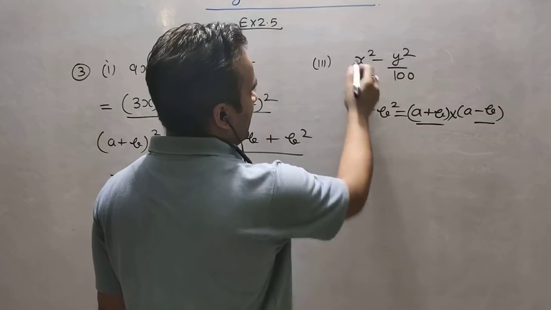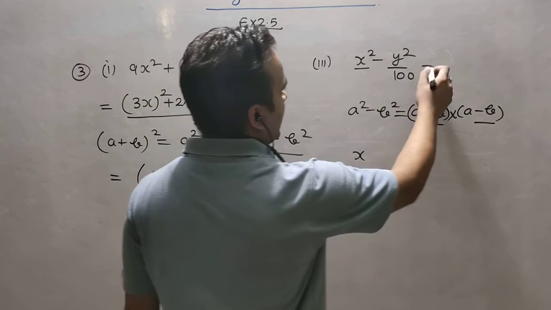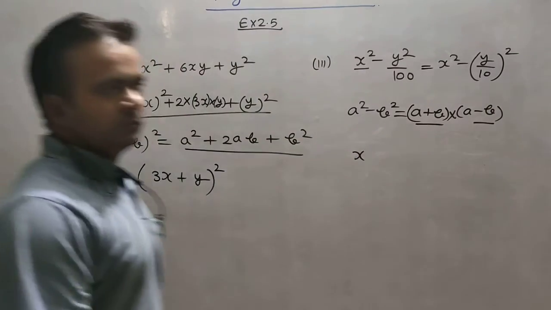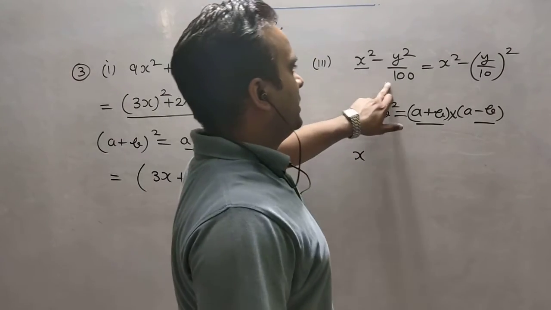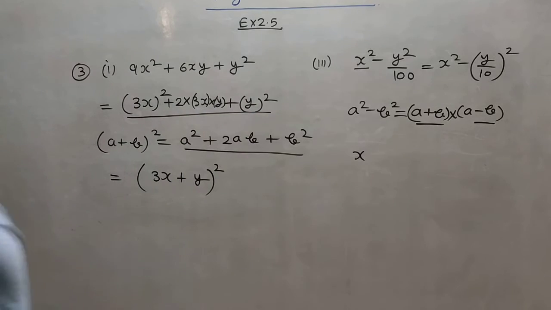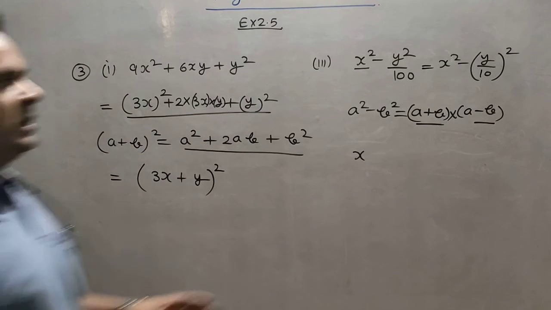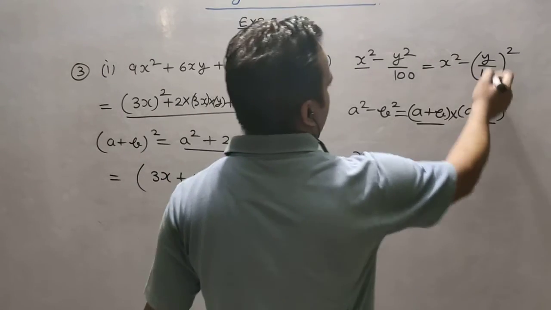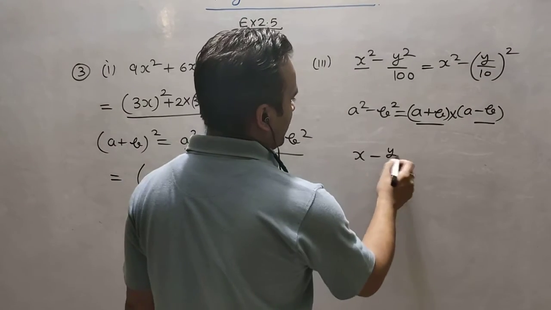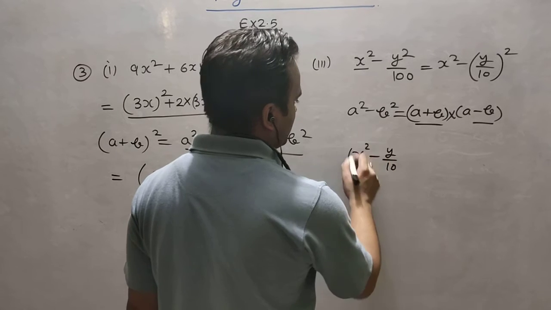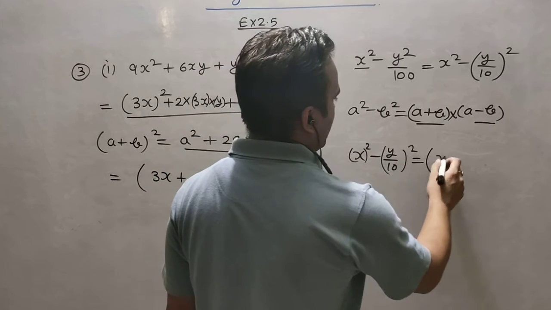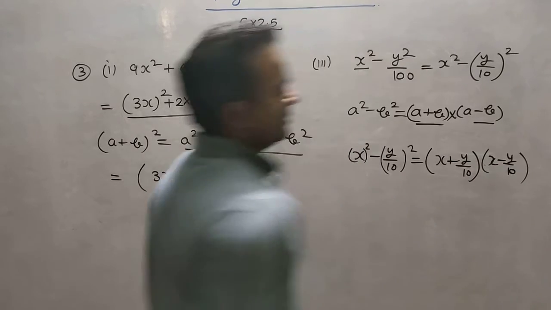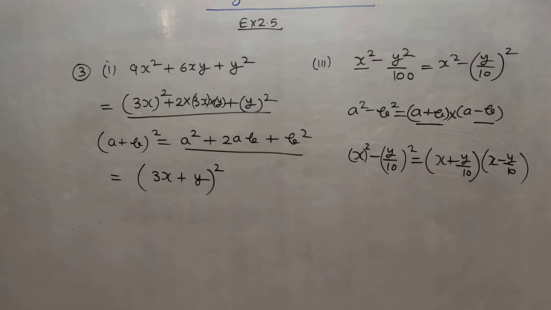There you can see that in place of a we have x, and in place of b what are we having, because we want the square of the full term, because here we are having the square of only y, but we want the square of the complete term. So we will make a square of 100 also, that will be 10 square. So this y upon 10 will work as b here. So y upon 10, right? So I am putting here. So it will be x plus y upon 10, this is the first factor, and x minus y upon 10, this is the second factor, right?